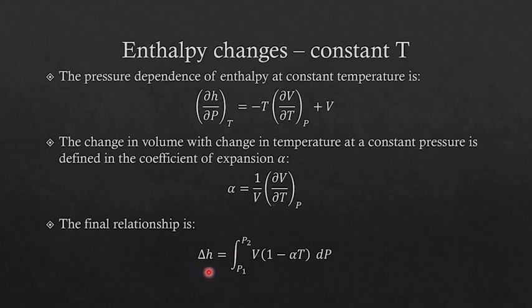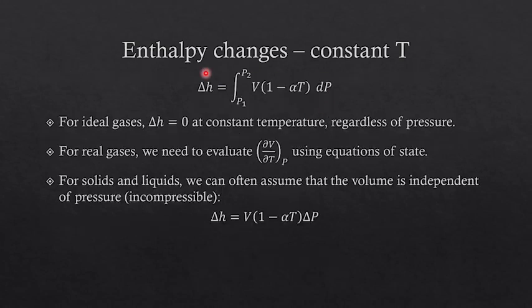That is, the change in enthalpy is equal to the integral of V times (1 minus alpha T) times dP from P1 to P2. This expression looks familiar, especially if we are determining the enthalpy change of a pump. That is simply V dP, and if we are assuming that V is constant, then we have V delta P. For this expression, let us examine what happens if we consider different substances. First, for ideal gases, this is automatically zero at constant temperature regardless of pressure.